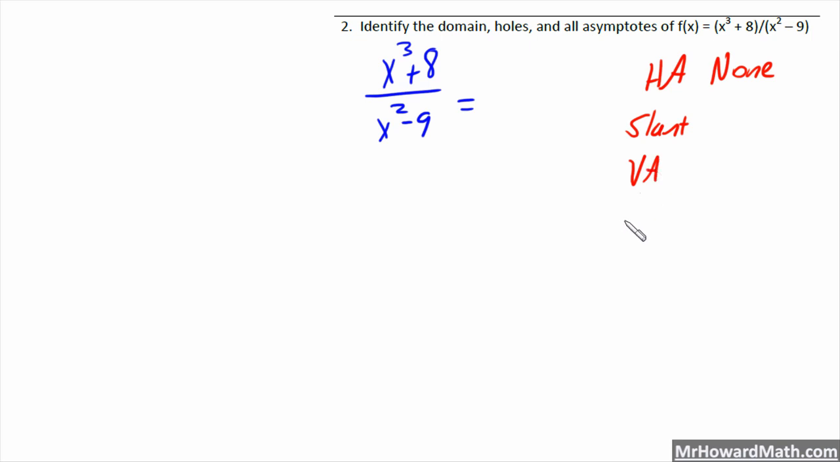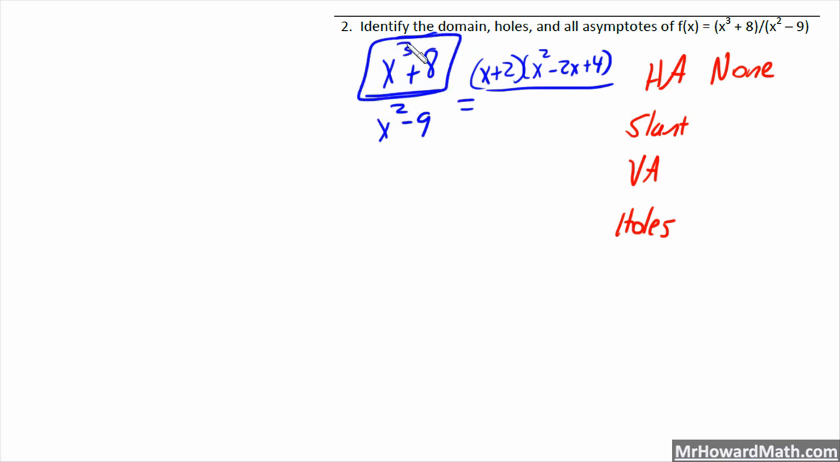We've got a vertical asymptote, and we need to check for holes as well. So we need to fully factor this first. The top is going to factor using sum of 2 cubes. So that's going to be x plus 2 and x squared minus 2x plus 4. So that's the pattern for sum of 2 cubes. And then the bottom is difference of 2 squares, so x plus 3, x minus 3.